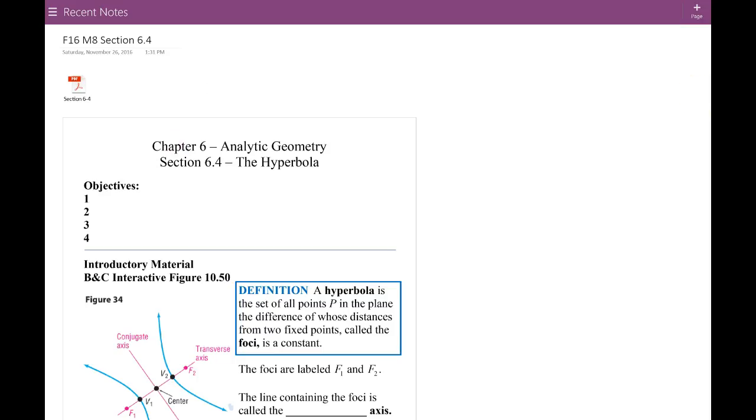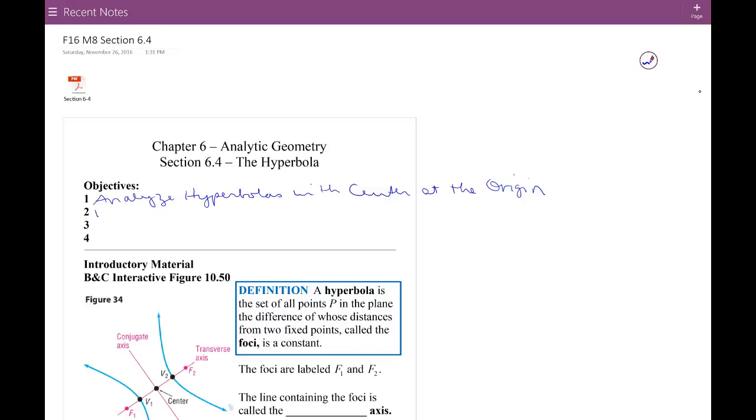Section 6.4 is the last of the three types of conic sections that we'll be studying. So we've done parabolas and ellipses and now the hyperbola. The first objective is going to be to analyze hyperbolas with center at the origin. So we first have everything with the origin as our basis, and then we move things around.